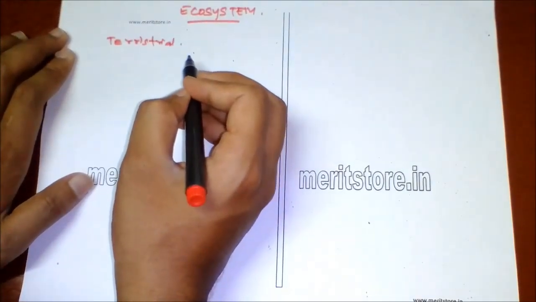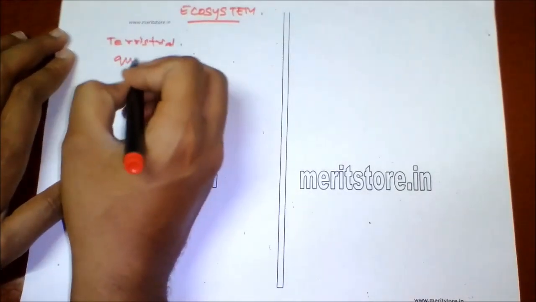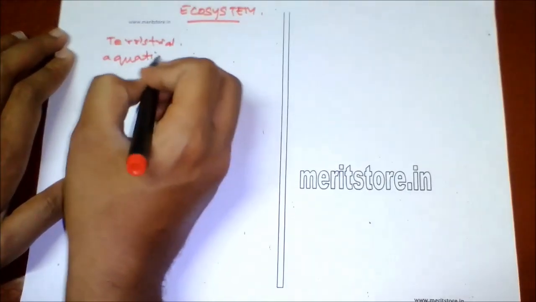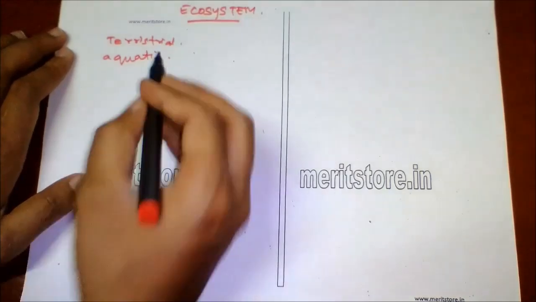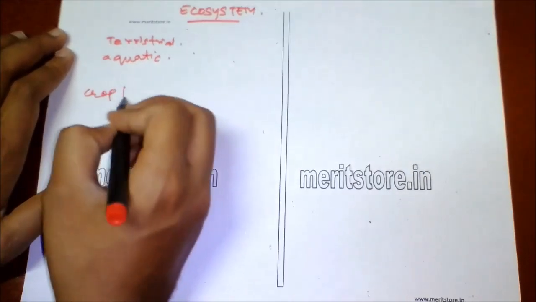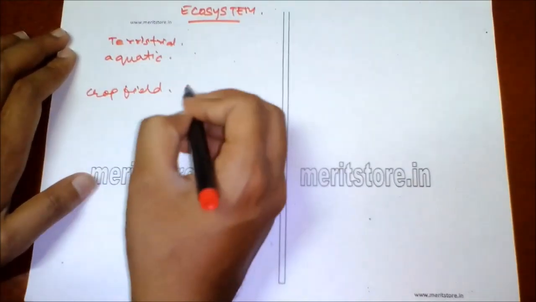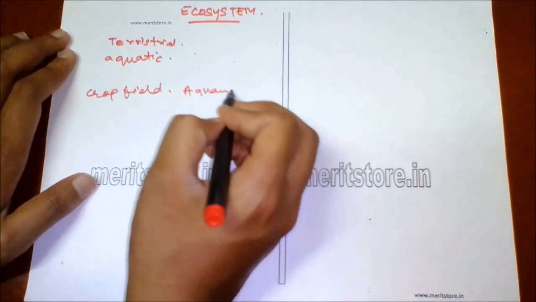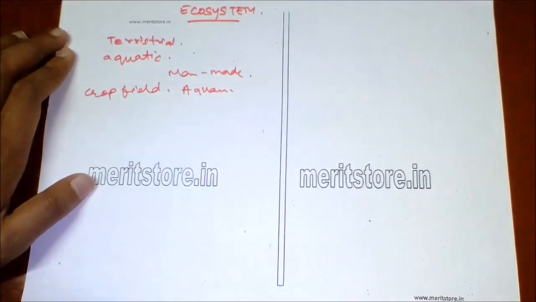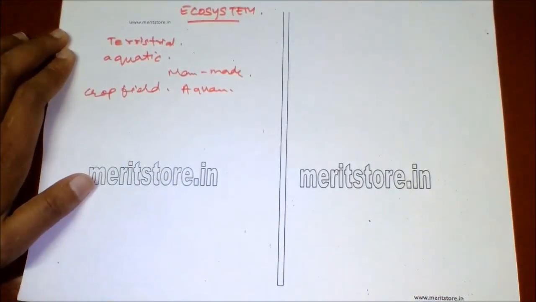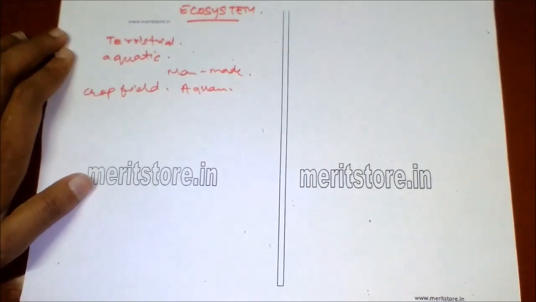Then there is aquatic ecosystem, where marine life habitat. An aquarium and crop field may be considered as man-made ecosystem. So crop field and aquarium are man-made ecosystems. So there are different levels or cycles that are created for energy flow.